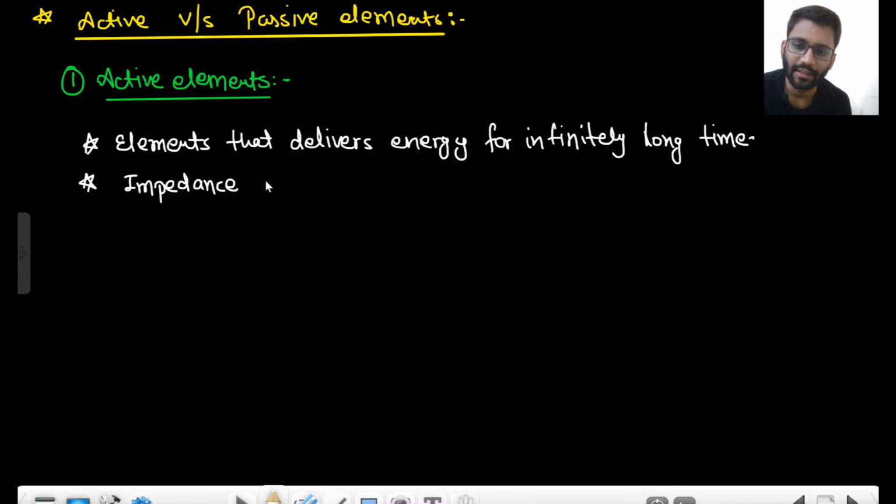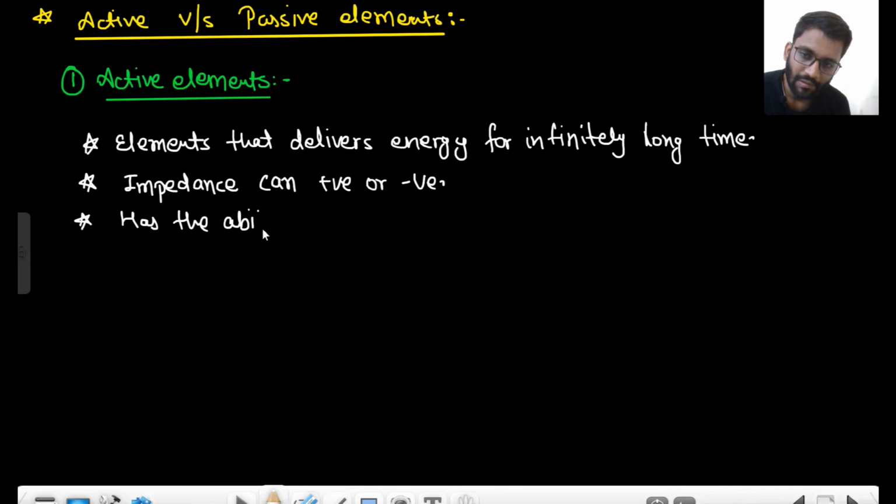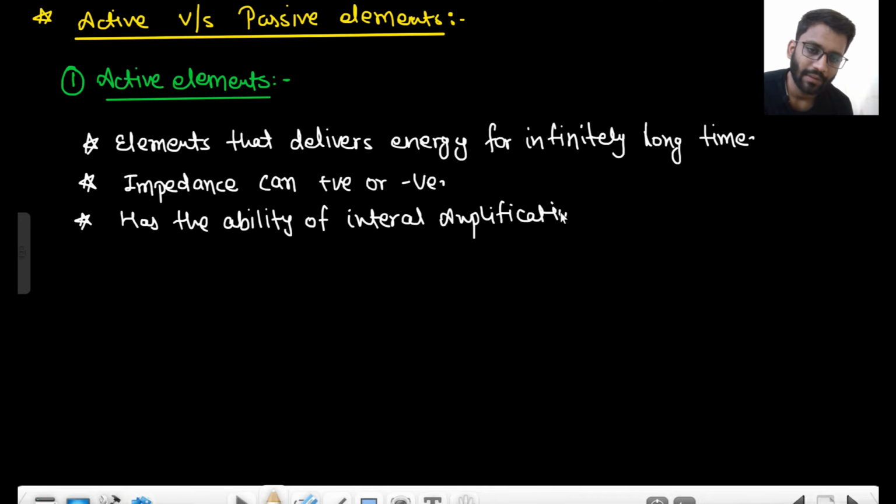What is the other thing? Impedance can be positive or negative. Third thing, they have the ability of internal amplification. Now, initially you wouldn't be able to understand all these things. So let's see some examples.